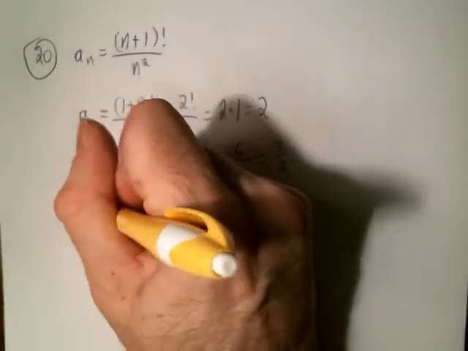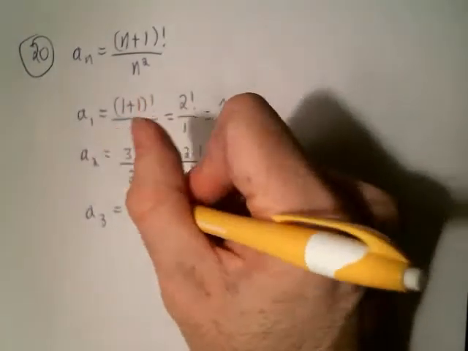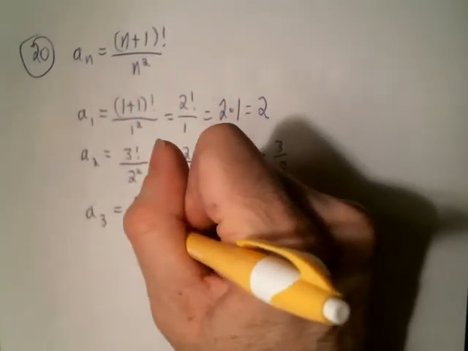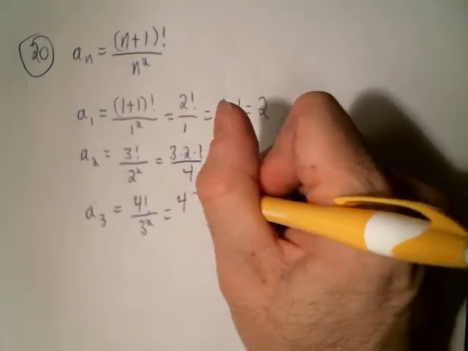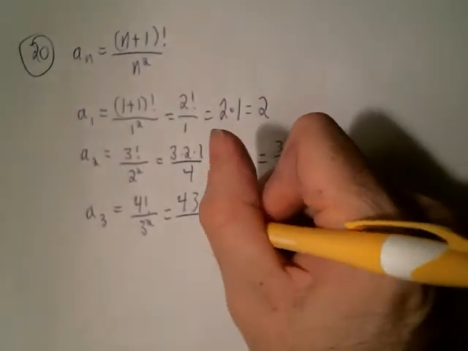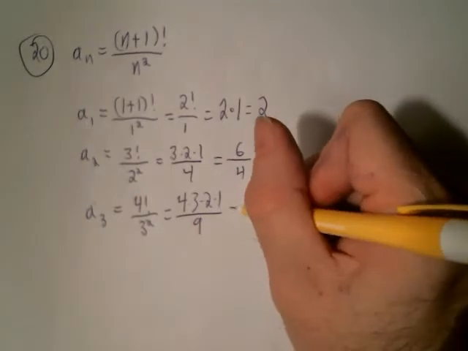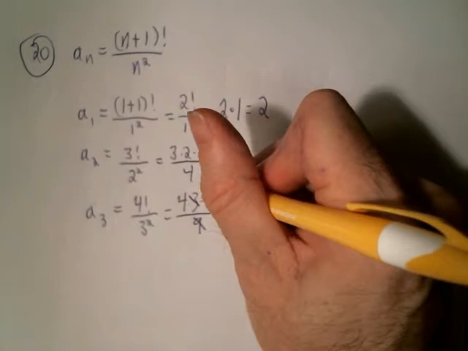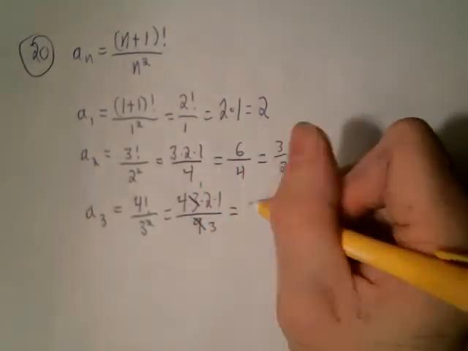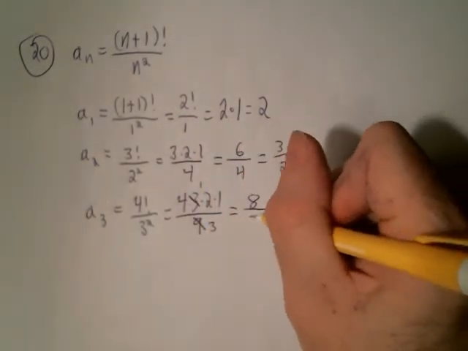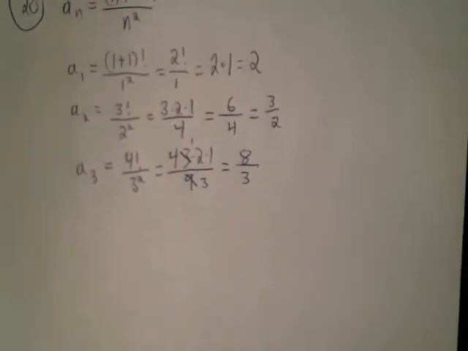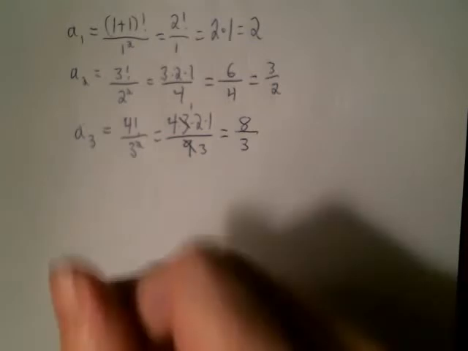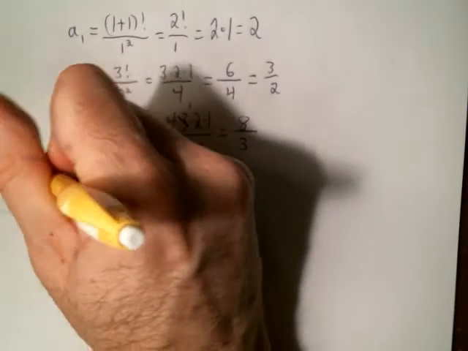Let's look at a sub 3. 3 plus 1 is 4 factorial, all over 3 squared. So we have 4 times 3 times 2 times 1 all over 9. We can simplify a little. So 3 over 9 is the same as 1 over 3. So I have 4 times 2 is 8 all over 3. Okay. Etc. Let's look at 24, see what that's about.